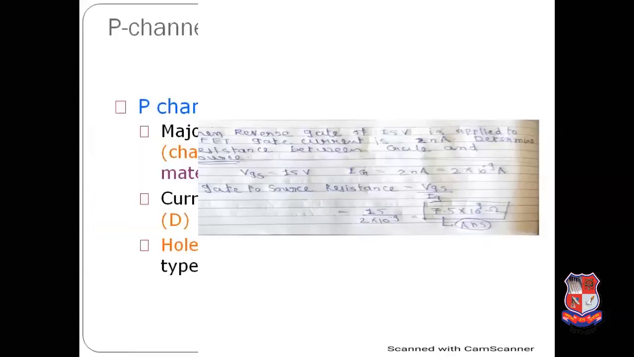Now see similar type of example that can be asked here. When reverse gate voltage of 15 volt is applied to the JFET, then current flow is 2 milliampere. So what is the output resistance of the source? So 15 divided by 2 milliampere. Answer is 7.5 times 10 raised to 9 ohm.